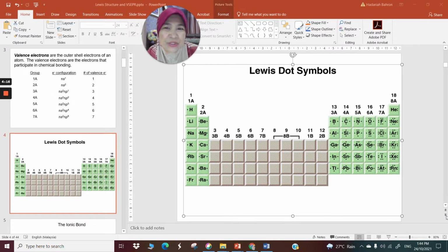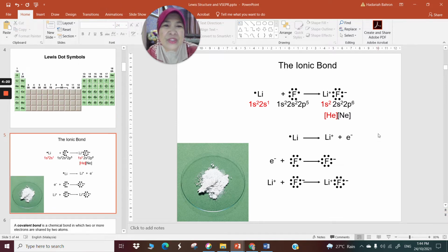Right, moving on to the next slide. If we are going to make lithium and fluorine react with one another, it really is very simple for you to see where electrons originate from and where they go upon bonding with one another.